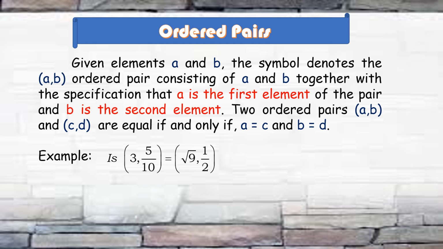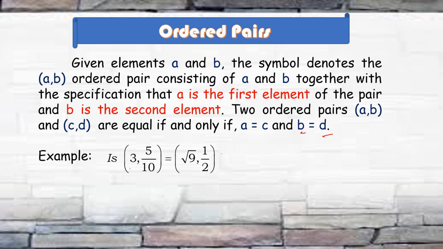Now, we can say that two ordered pairs, for example (A, B) and (C, D), are equal if and only if A, the first element of the first set, is equal to the first element of the second set. Ganun din sa B equals D. Let's try to look at this example.